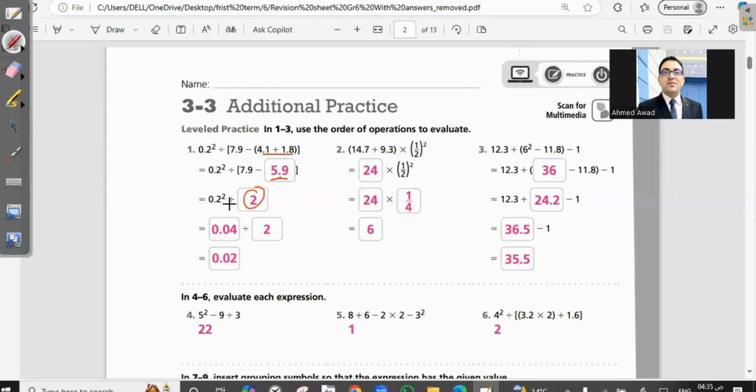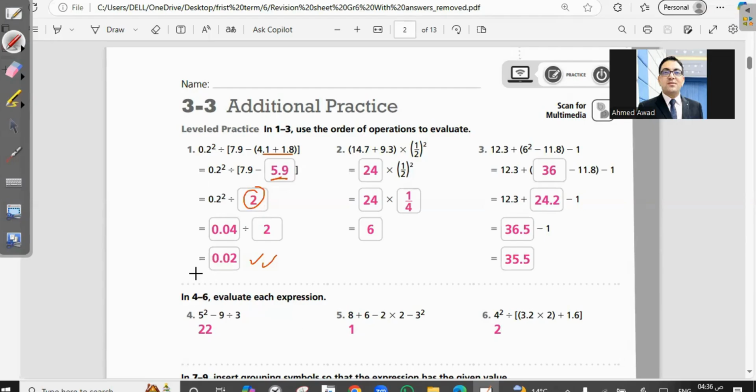Now, 0.2 to the power of 2 divided by 2. Which one is going to be first, guys? Division or exponent? Excellent. So in this case, it's going to be the exponent. So 0.2 to the power of 2 is going to be 0.04, divided by 2. So the answer here is going to be 0.02.